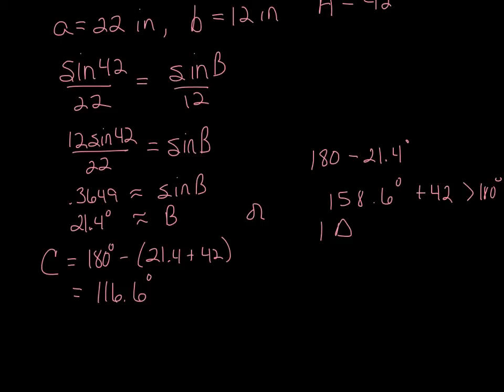Now can we find side C? I have side A and side B. Can I find side C? Yes. Okay, so we know that C over the sine of 116.6 is equal to, let's use our given information, not the angle we found, but the angle we were given. Keeps it a little bit more accurate.